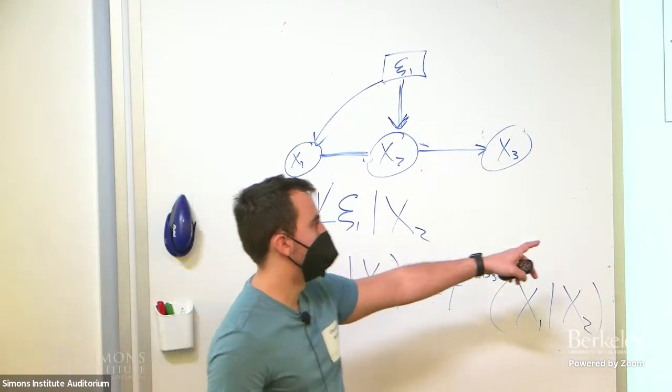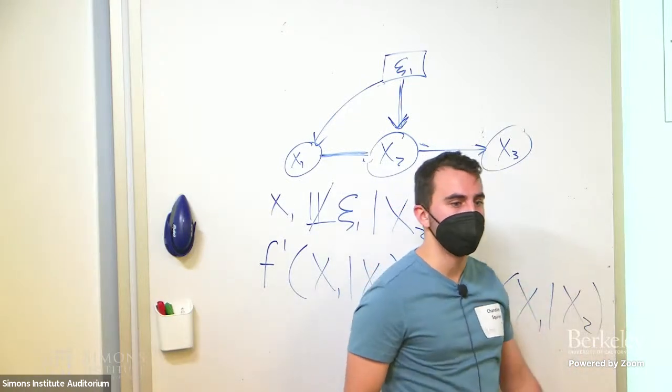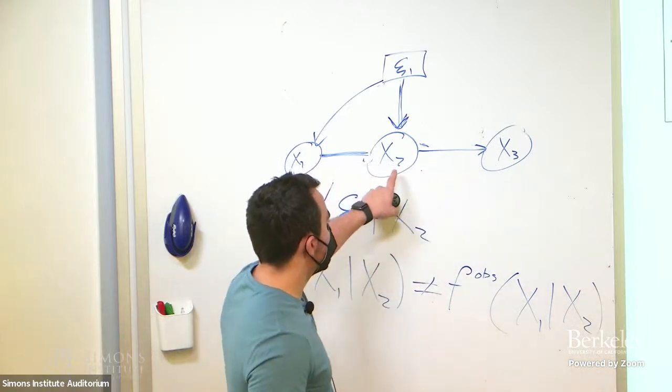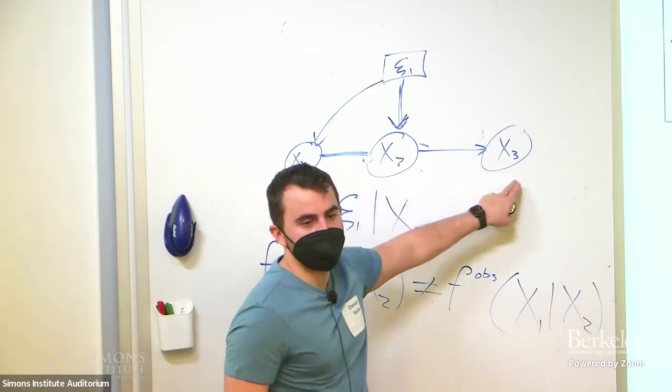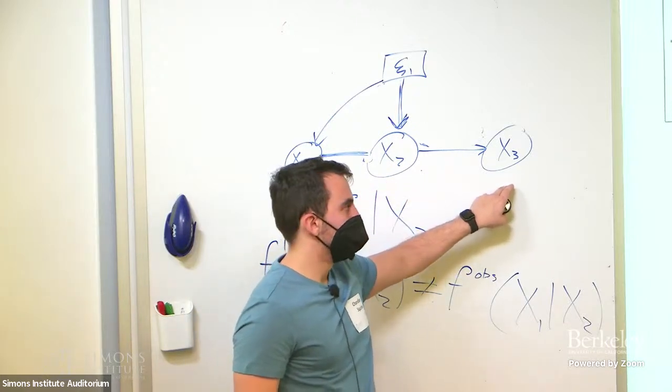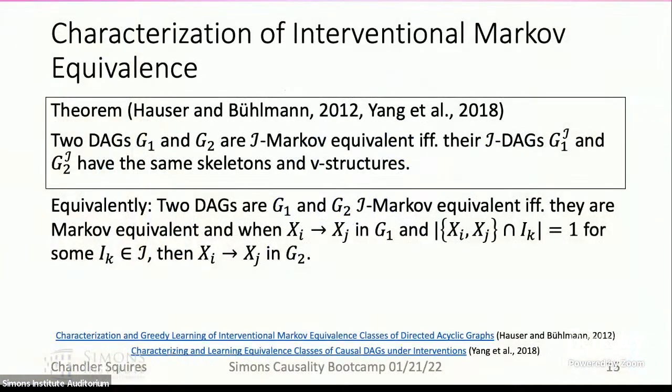So this is the argument that allows us to conclude that the V structures that are introduced by our interventions will exactly give us the edges between variables that are in the intervention set and variables that are not in the intervention set. That's written out here: if we have an edge xi to xj in the first graph, and only one of those variables is in the intervention set, then that edge also has to be directed the same way in the second graph for these two things to be Markov equivalent.